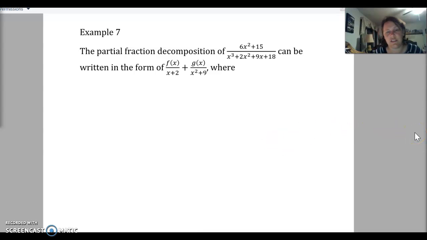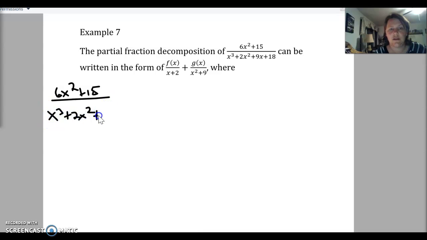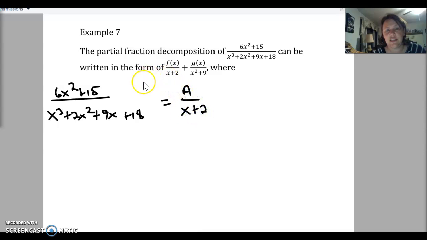Again, this one I'm just going to set it up for you. On this one we've got (6x squared plus 15) over (x cubed plus 2x squared plus 9x plus 18), which is equal to, let's say, a equals f of x again. So a over x plus 2. Now that one is just a nice linear factor.